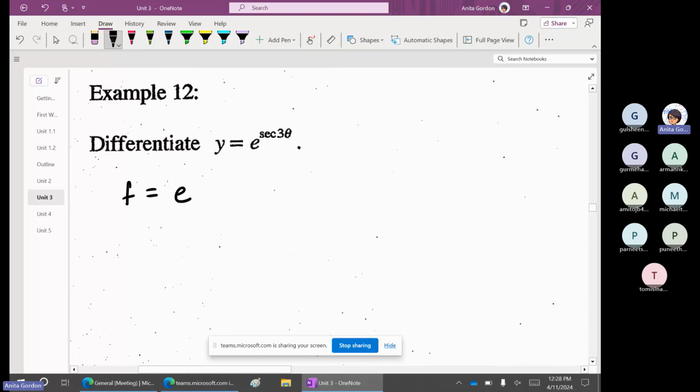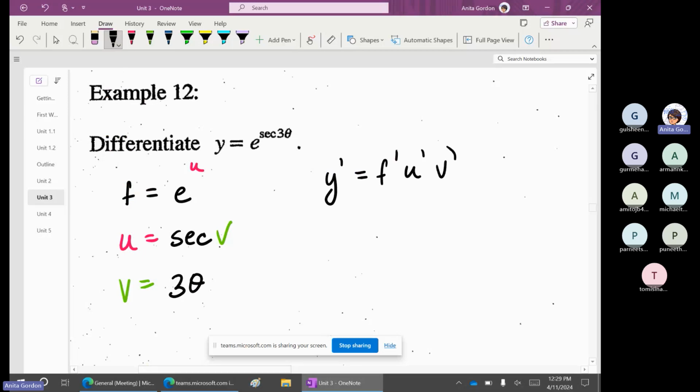F is e to the u. U is secant of v. V is 3 theta. So y prime is f prime, u prime, v prime. So start on the outside, work your way in. Okay.